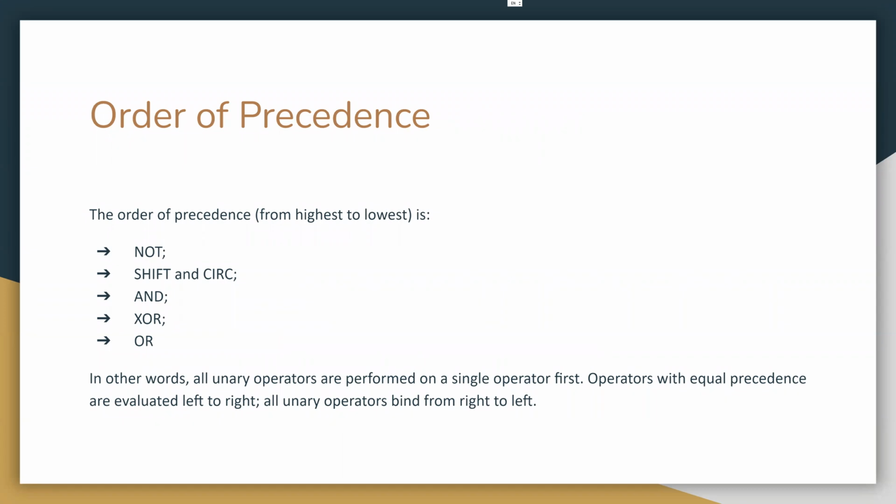Order of precedence, like you have in regular algebra, right? So think about OR as kind of like addition, and AND is sort of like multiplication. And NOT and those kind of unary operators.